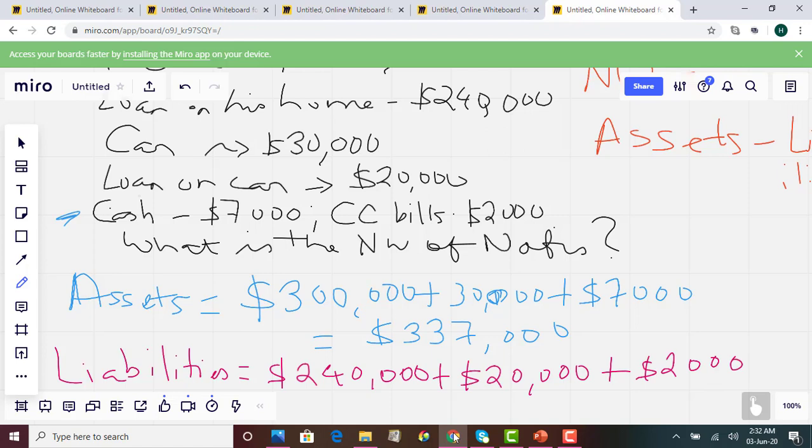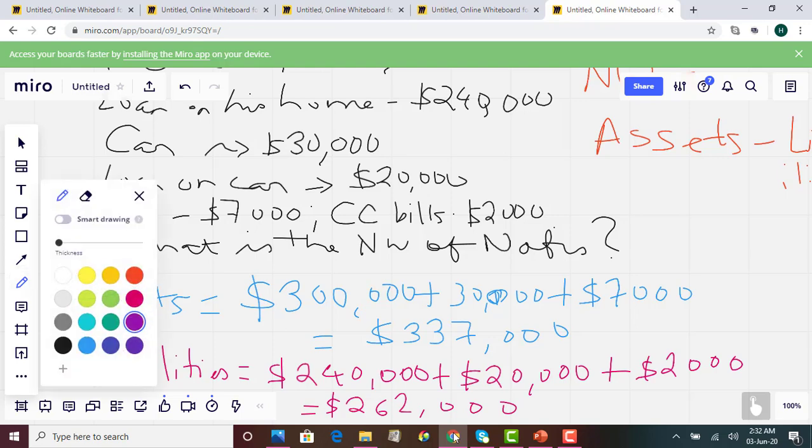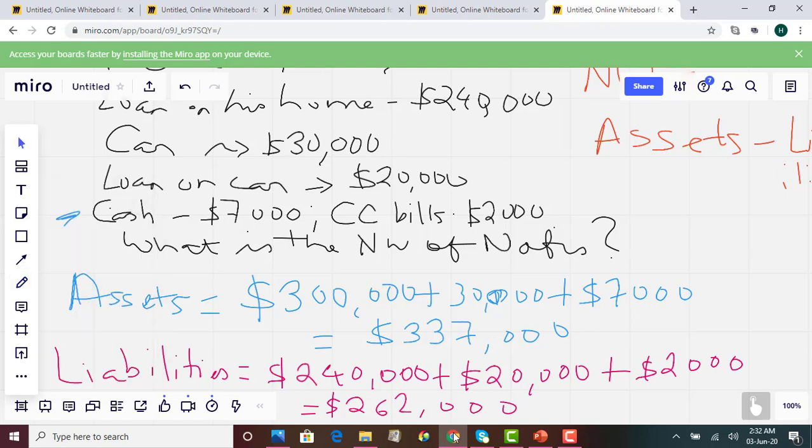So when we add up all these numbers, we get $262,000. Okay, that's his total liabilities. So his total assets is 337,000. His total liabilities is 262,000. Now what is his net worth?